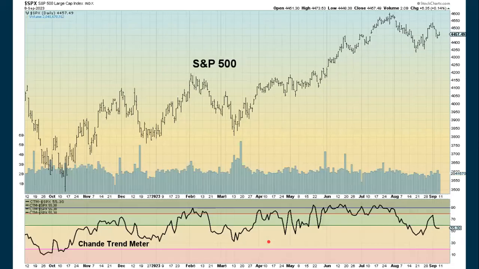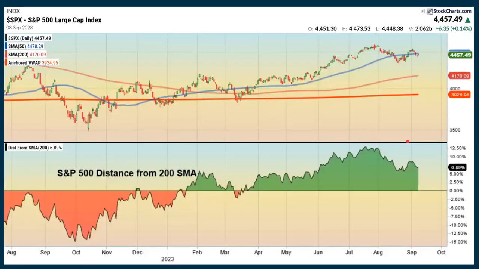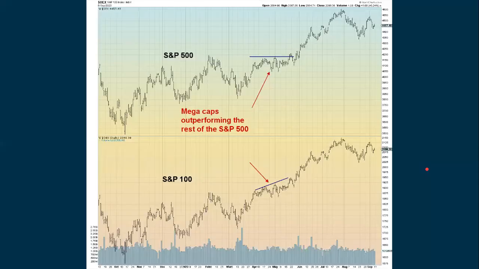And then we have the Sean trend meter, and we're neutral right now. When we get up into these green areas, that's more positive. When we get down into this pink area, that's negative. Then we have an anchored moving average going back to the all-time high for the S&P. And even though we've been having some trouble lately, we're still well above this moving average. Then we like to keep an eye on how far we are above or below the 200-day moving average. Well, we continue to be above it.